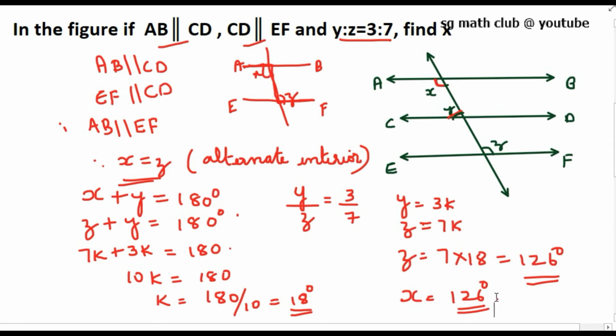So mainly we have used two things here. First thing is lines which are parallel to the same line are parallel to each other. Also we have used one more property here, that is co-interior angles on the same side of the transversal are supplementary.